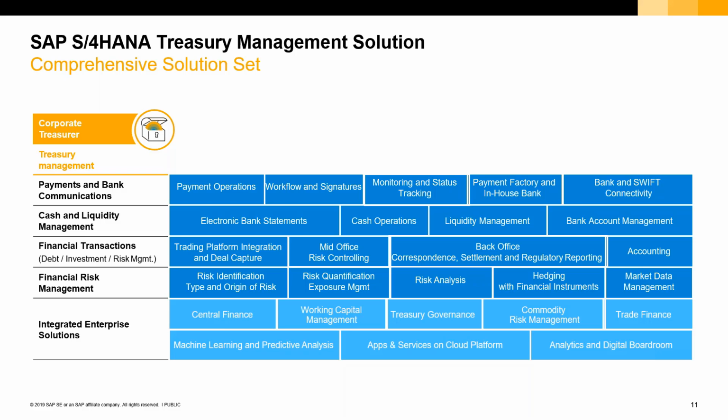And let's not forget to say about the integration into other areas, as I mentioned, into the digital core, which is your central finance area, working capital management, governance, commodity management, if you have a company that is dealing in commodities and things of this sort. So end to end, it's a very comprehensive solution. SAP provides this solution in a variety of ways. Today, we're talking about the cloud solution for Treasury. Next slide.